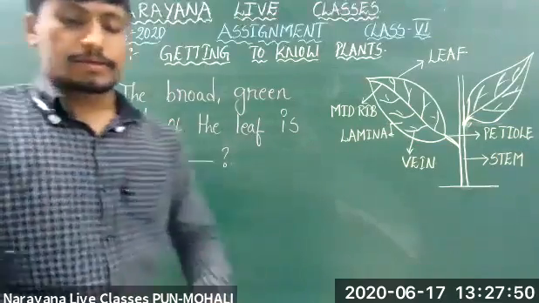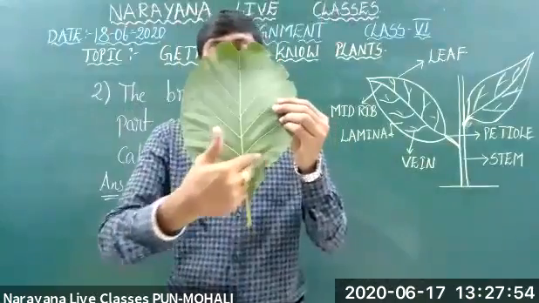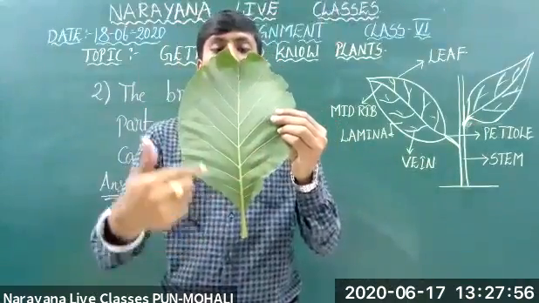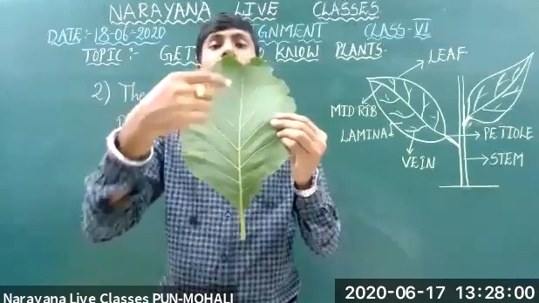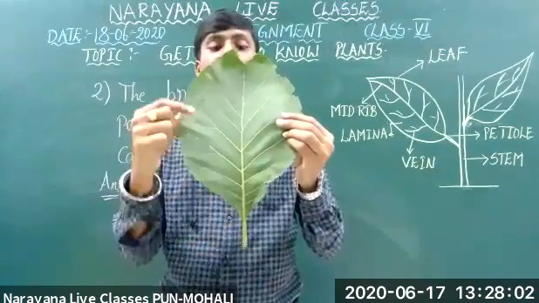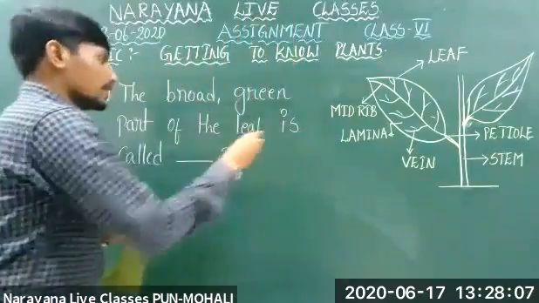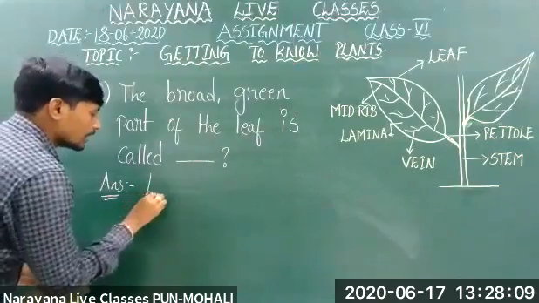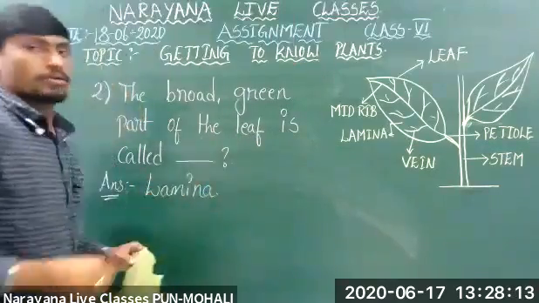In this they are asking about the entire surface of a leaf which is in green color. This entire surface which you can see, no? This entire surface of the leaf which is green and broad, we used to call it the lamina. Leaf lamina, we used to say.